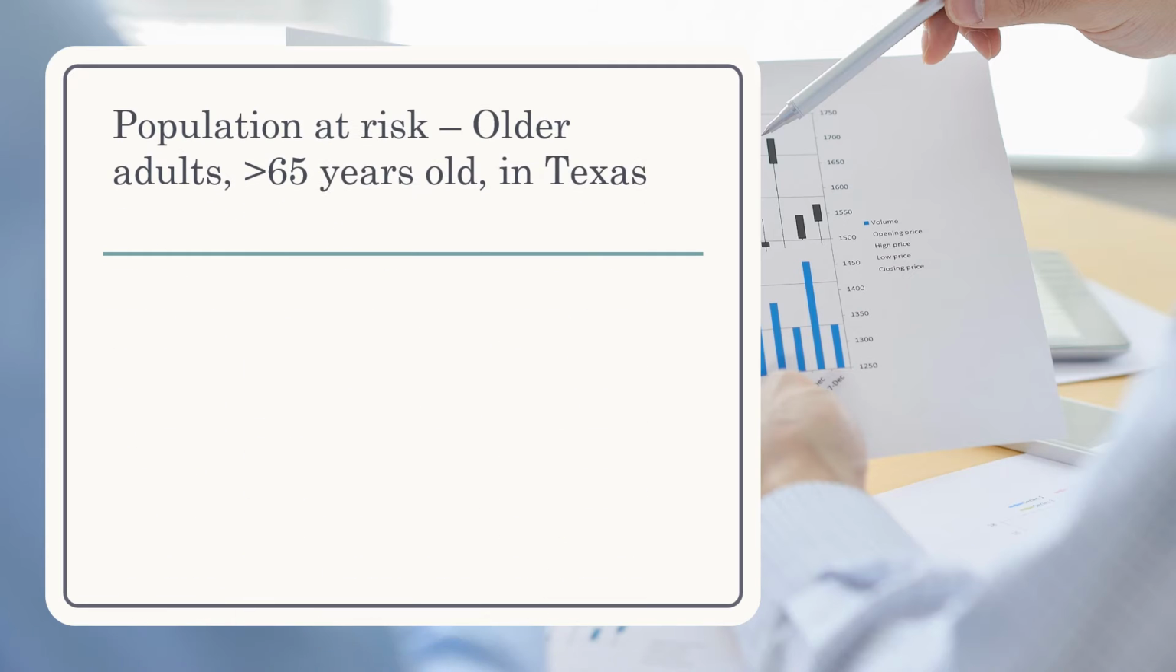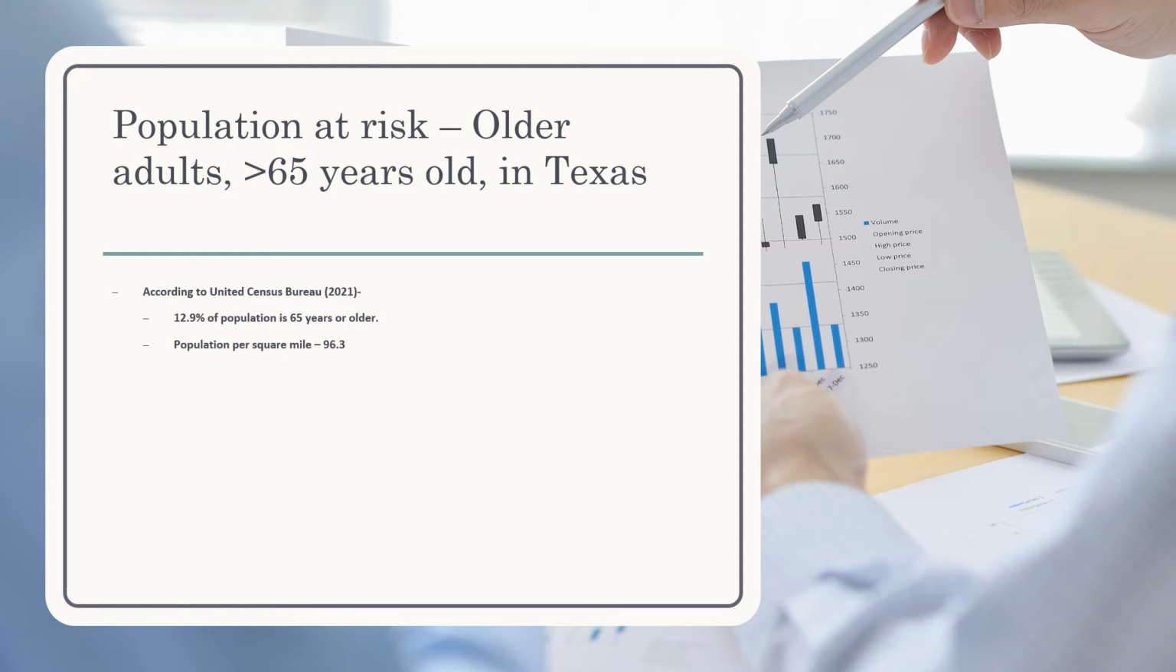What is a population at risk? A population at risk is a population that is at risk for adverse health issues and also chronic issues. Our population at risk today is older adults who are 65 years or older, also known as Medicare aged, who are living in Texas. Some interesting facts about Texas are, according to the United States Census Bureau, 12.9% of the population in Texas is 65 years or older. That is a large majority.